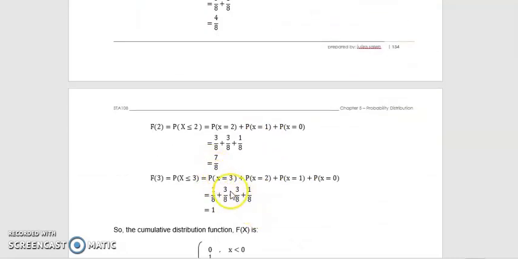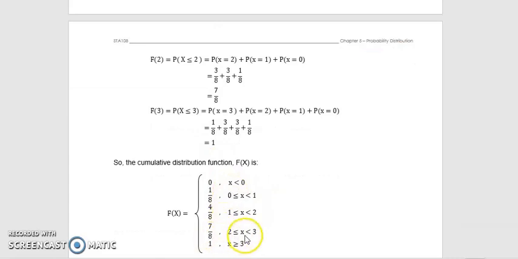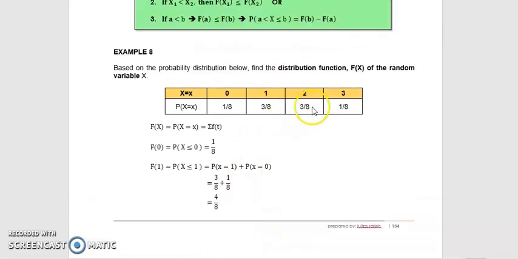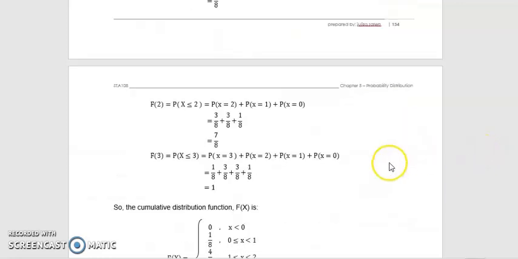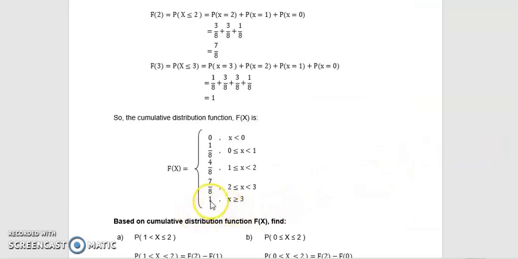Okay, 7 over 8 here. Why do I put x greater than or equal to 2 but less than 3? If you total up until here, 1 over 8 plus 3 over 8 plus 3 over 8 up to here is 7 over 8, right? So 7 over 8 is the probability when x is greater than or equal to 2 but less than 3. Because up to here the probability already equals 1. So lastly, the probability equals 1 for x greater than or equal to 3.